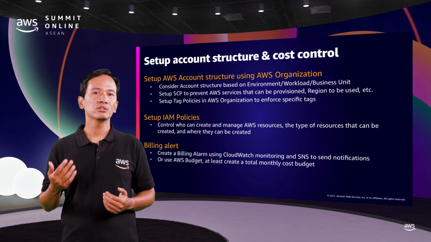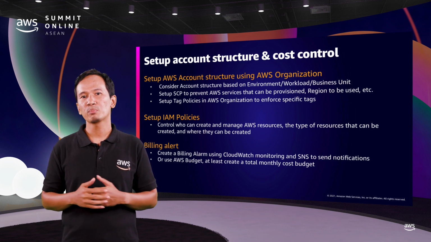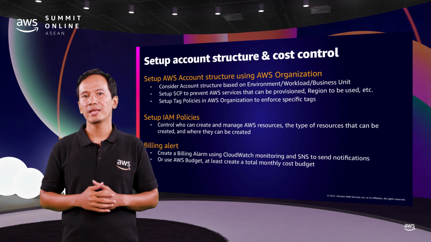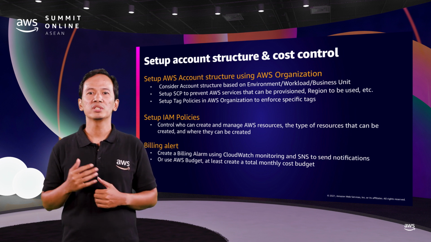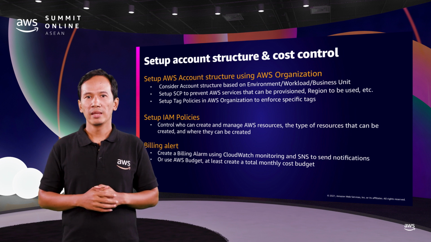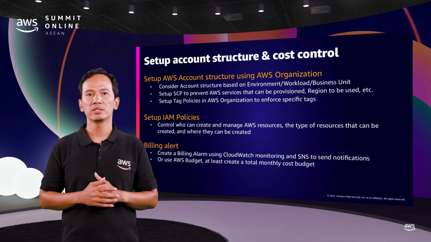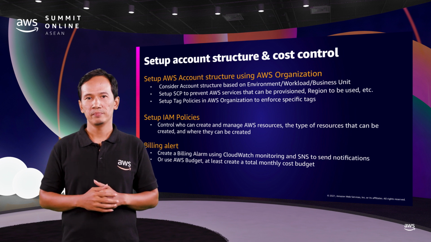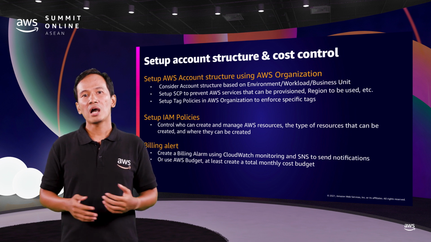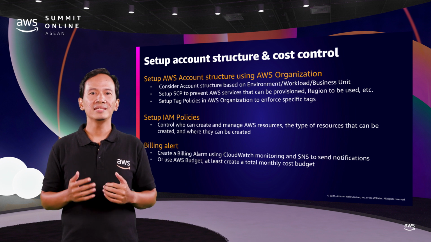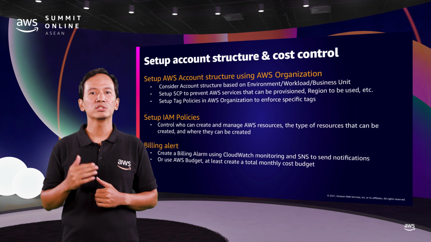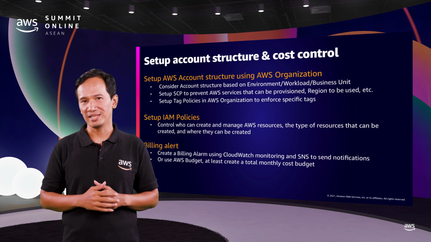Lastly, controlling cloud spending means you don't want to spend over budget, right? Well, you can monitor your estimated AWS charges by using Amazon CloudWatch. And the alarm triggers when your account billing exceeds the threshold you specify. Alternatively, I would suggest you create at least a monthly cost budget using AWS Budgets in order to stay alert on your spending.